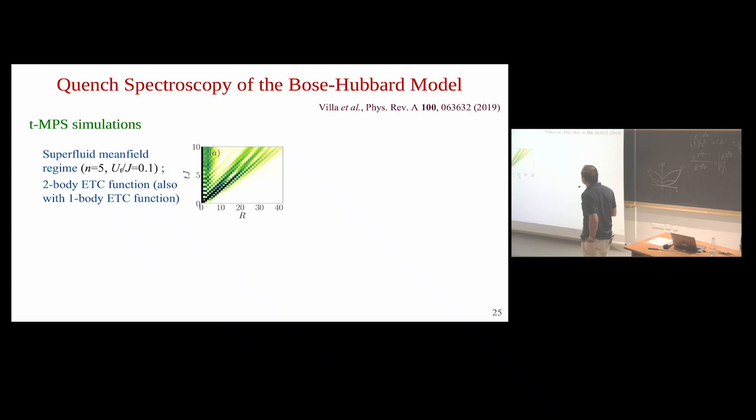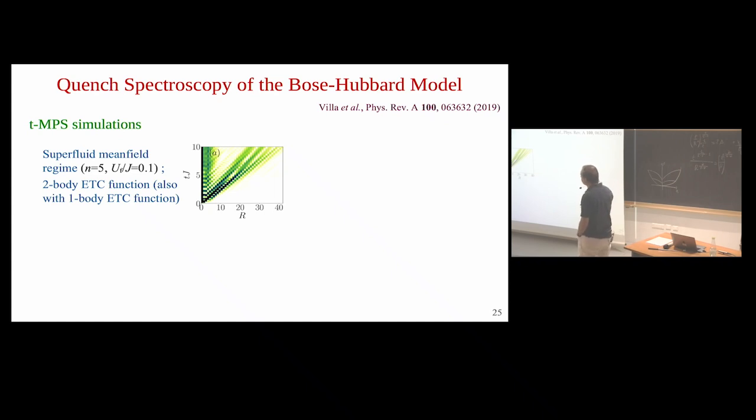and we can infer the excitation spectrum of essentially any many-body system. So again, we made exact calculations with tensor networks. Here is the Bose-Hubbard chain. This case is in the superfluid mean-field regime, where the density is relatively large and the interaction energy is relatively small. Then we compute the two-body correlation function, which has a better signal, but you can also do it with the one-body correlation function.